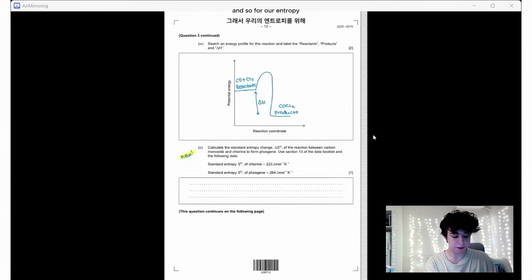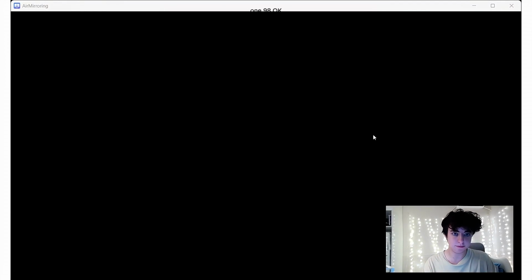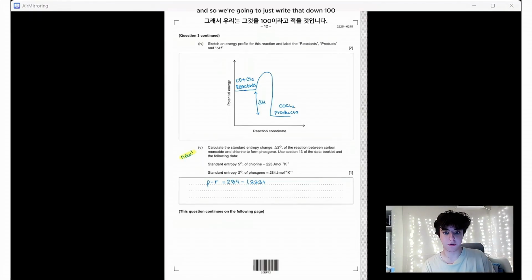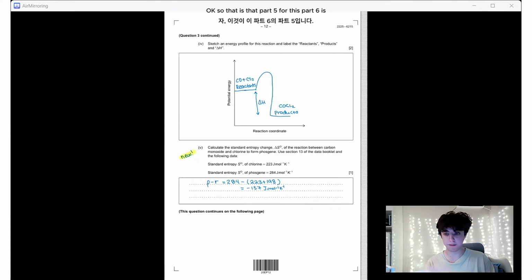For our entropy, it's just going to be products minus reactants. Our products are going to be the 284. Meanwhile, our reactants are going to be 223 plus 198. If we just put that into our calculator, that ends up giving us negative 137 joules per mole per Kelvin, J mol^-1 K^-1. So that is part 5.